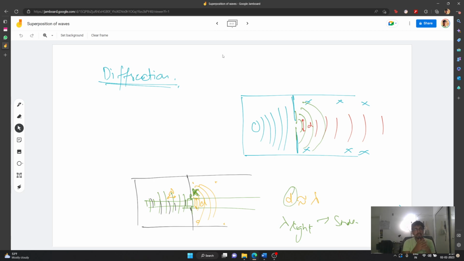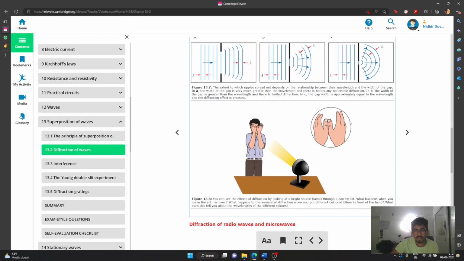Because these are comparable, there's this phenomenon called diffraction, where waves come through a gap and then spread out very fast. So this is one more concept that we have to understand. This is called diffraction.